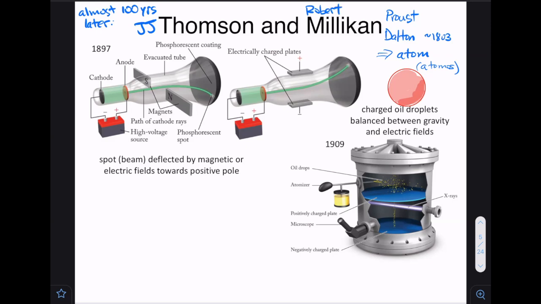Now, in particular, J.J. Thomson's experiment was back in about 1897. So like I said, about 100 years later. And he was using, or his laboratory was using something called cathode ray tubes. Does anyone know what a cathode ray tube is?